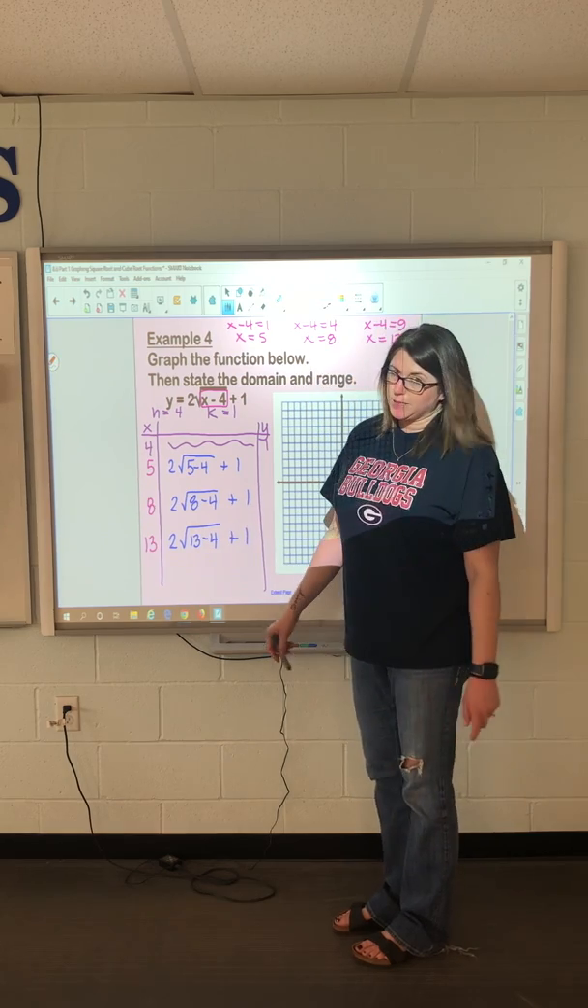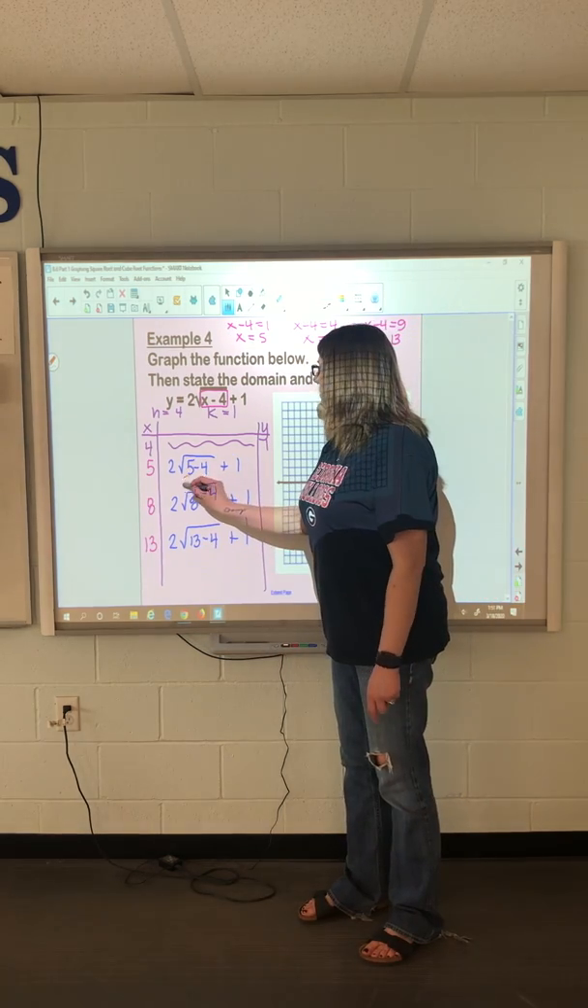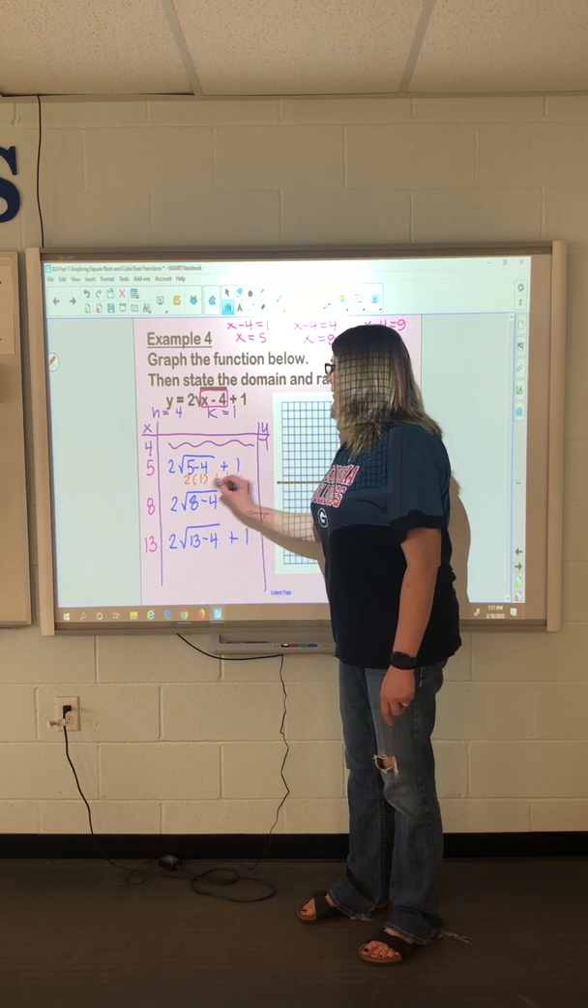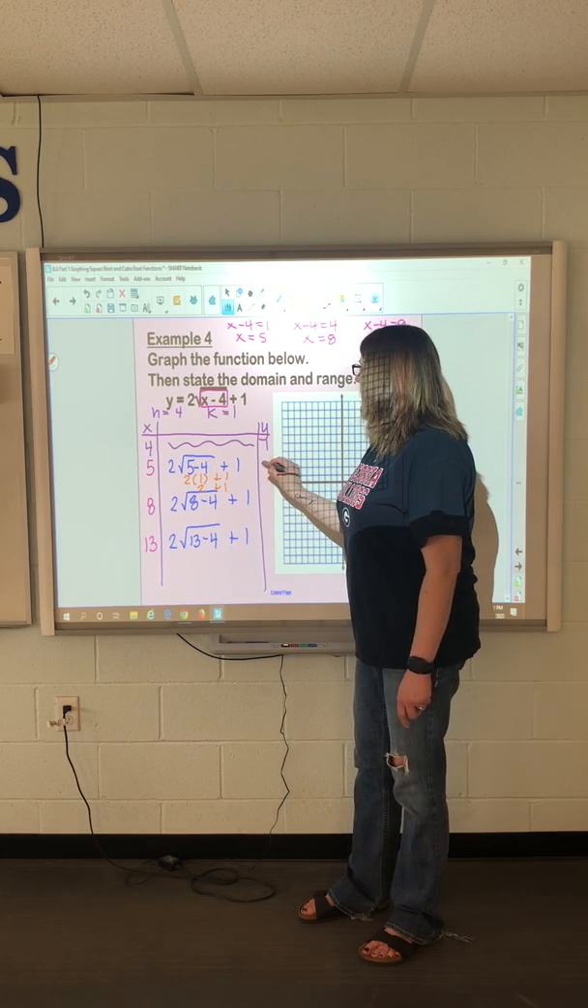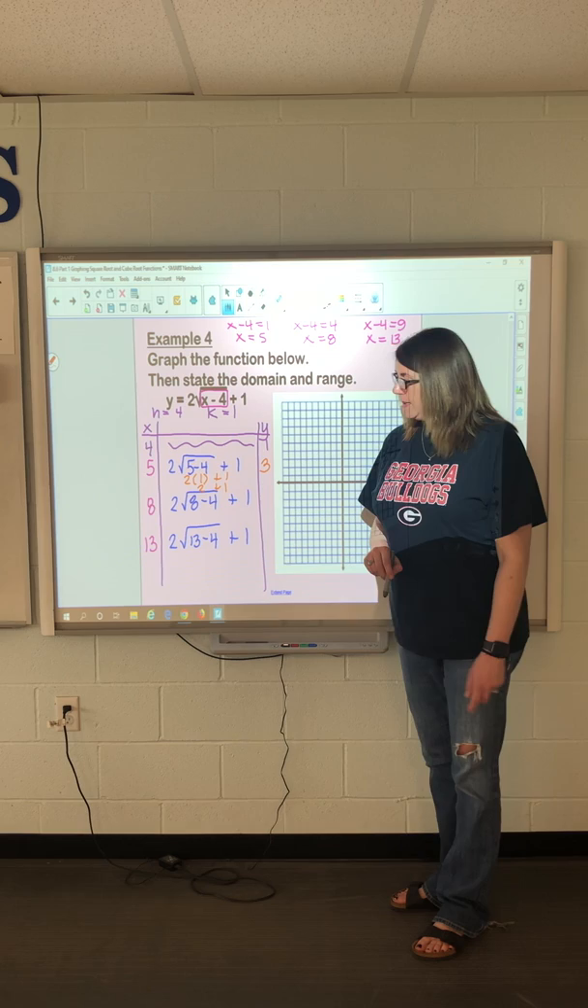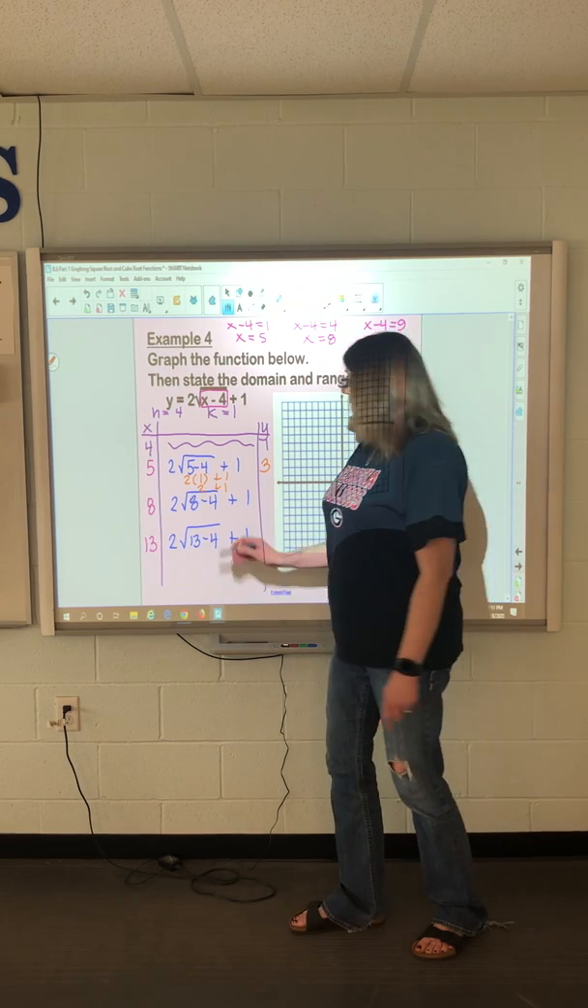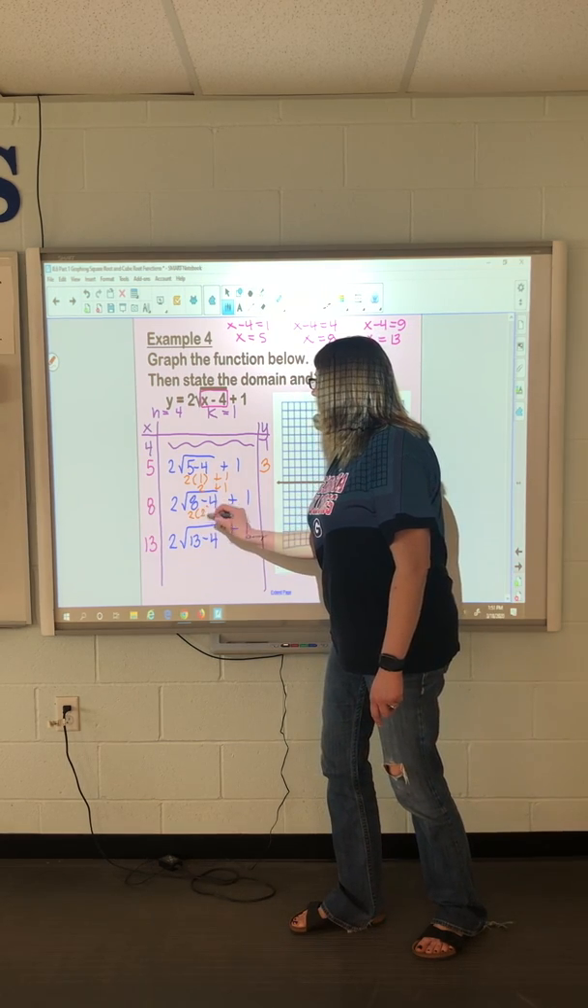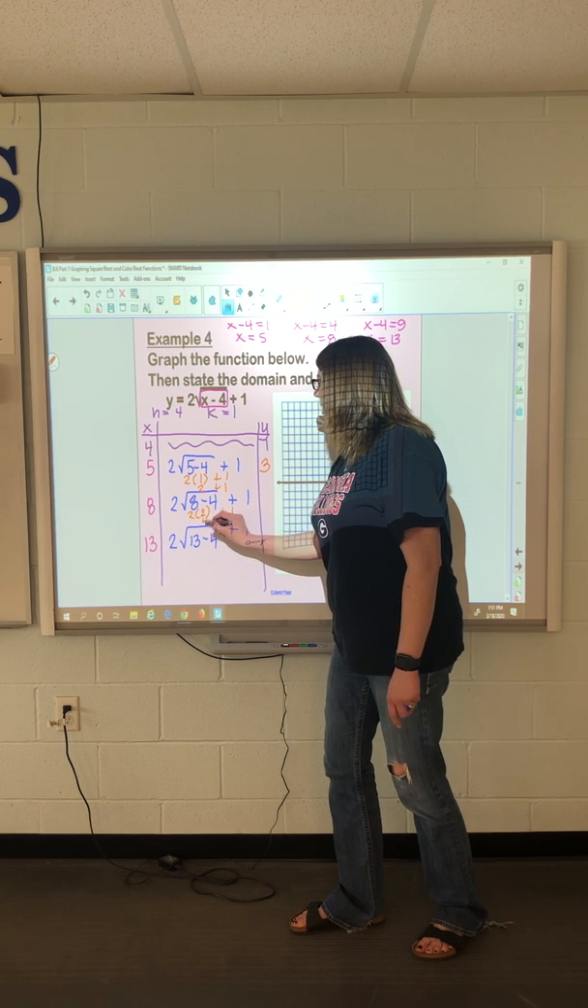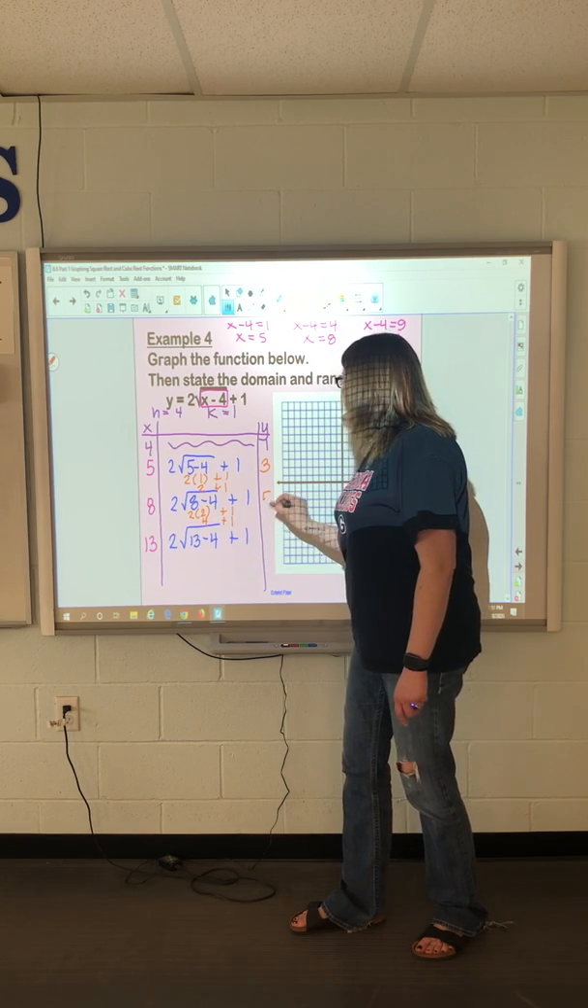Okay, so 5 minus 4 is 1. The square root of 1 is 1. 2 times 1 is 2, and 2 plus 1 is 3. Next one, 8 minus 4 is 4. The square root of 4 is 2. 2 times 2 is 4, and 4 plus 1 is 5.